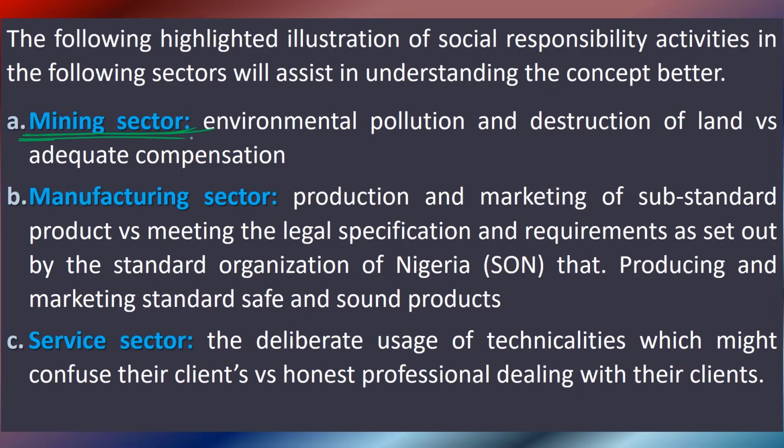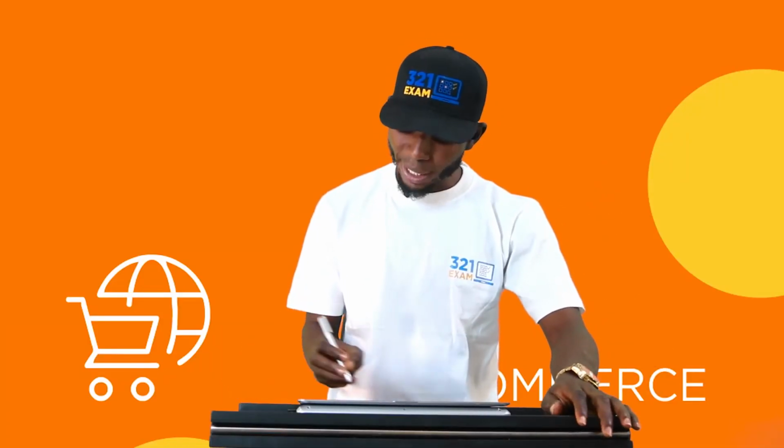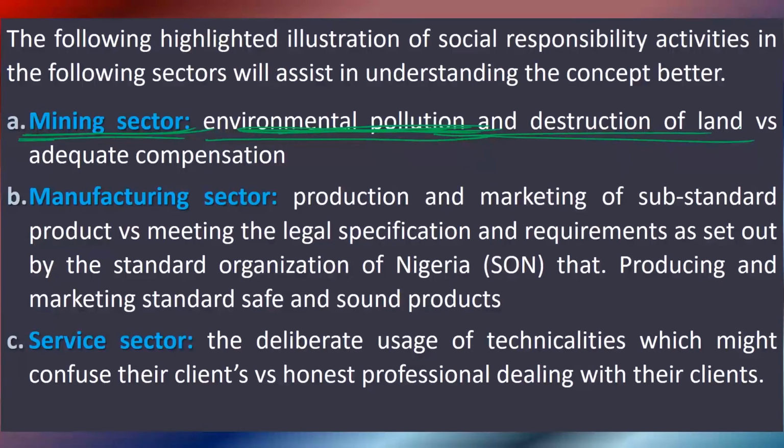The mining sector deals with extraction. Now, in every mining sector, they cause something called social effects. Examples of them are environmental pollution, noise, water spillage, and the rest of them. And they destroy the land. That's what the mining sector used to do. The activities always create environmental pollution and destruction of lands.